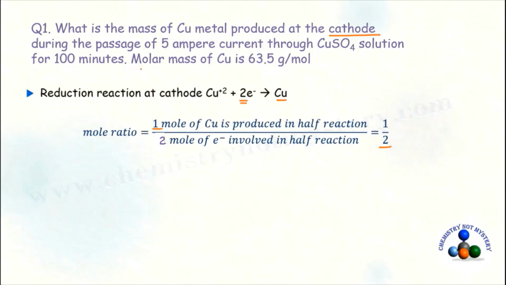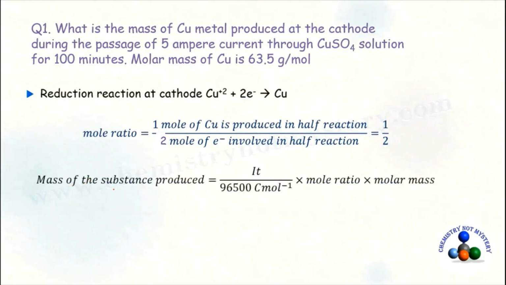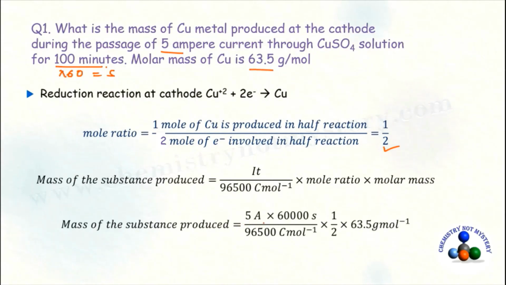Now write the formula to calculate the mass. We have the formula: mass of substance produced is equal to I into T divided by 96500 coulomb per mole multiplied by mole ratio multiplied by molar mass. I is given as 5 ampere, time is given as 100 minutes. So here you have to multiply it by 60 to get time in seconds. Mole ratio we already have calculated and molar mass is given as 63.5 grams per mole. On placing the values, you will get 5 ampere multiplied by 60,000 seconds divided by 96500 coulomb per mole, multiplied by 1 by 2, that is the mole ratio, multiplied by 63.5 grams per mole. On calculating it, you will get 9.87 grams.